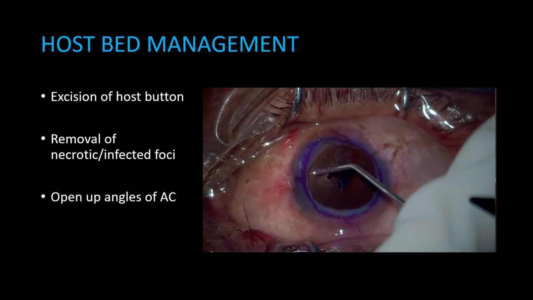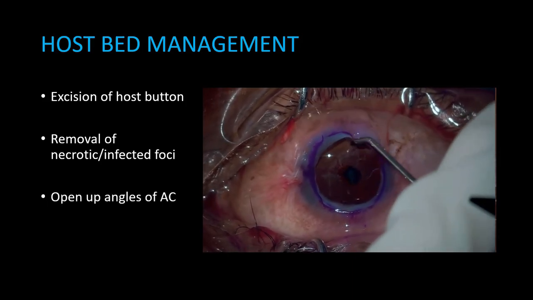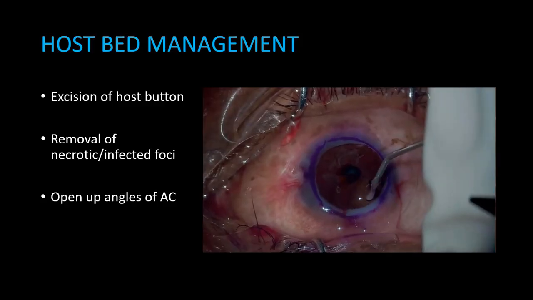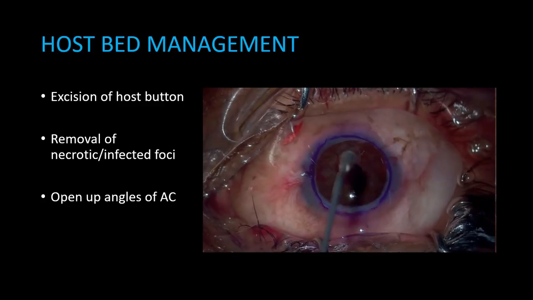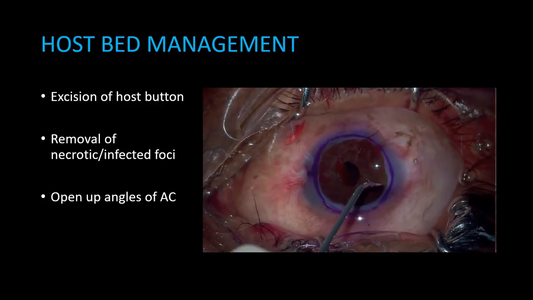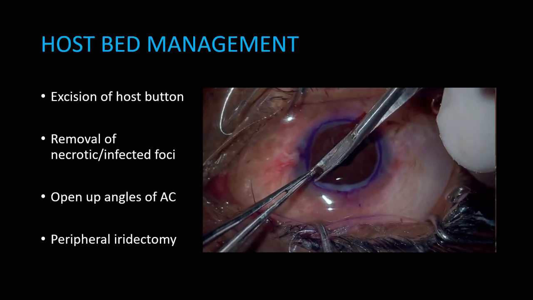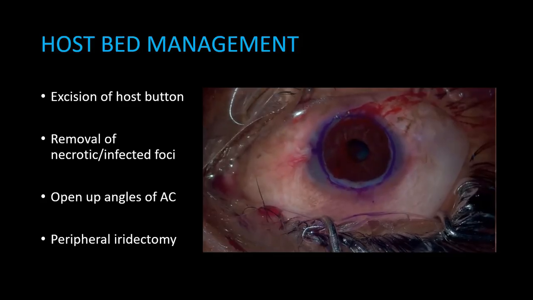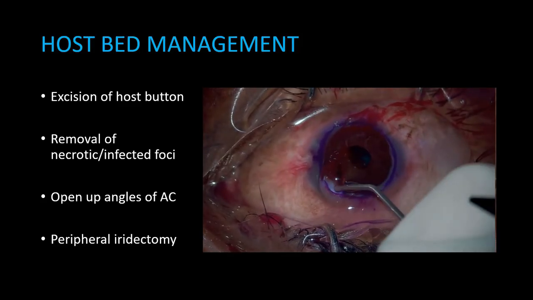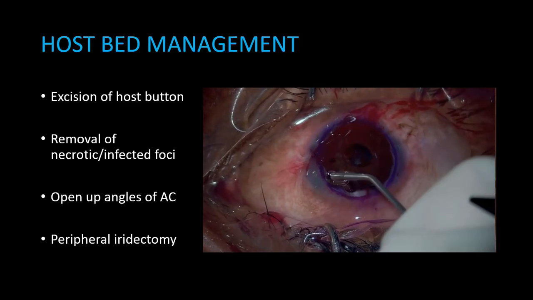Next, you open up the angles of the anterior chamber by injecting visco. Mind you, all of this viscoelastic needs to be washed out at the end of the surgery, but for the time being, it is opened up nicely to prevent pus formation. And then, of course, a peripheral iridectomy away from the side of the side port, and make sure it is patent to prevent any pupillary block.